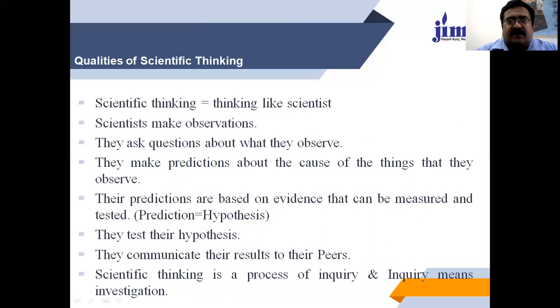Qualities of scientific thinking. Scientific thinking means thinking like a scientist. Scientists make observations, they ask questions about what they observe, and they make predictions about the cause of the things they observe. Their predictions are based on evidence that can be measured and tested. They test their hypotheses, and they communicate their results to their peers. Scientific thinking is a process of inquiry, and inquiry means investigation.